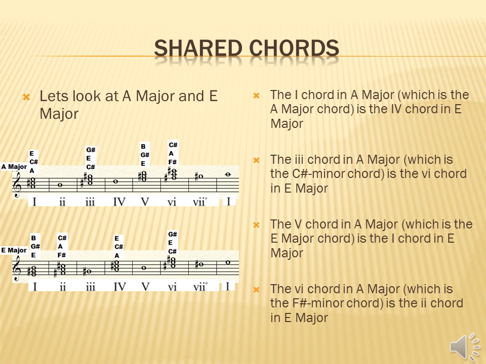The 1 chord in A major, which is the A major chord, is the 4 chord in E major. The 3 chord in A major, which is the C sharp minor chord, is the 6 chord in E major. The 5 chord in A major, which is the E major chord, is the 1 chord in E major. The 6 chord in A major, which is the F sharp minor chord, is the 2 chord in E major.